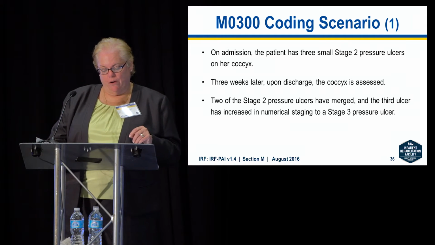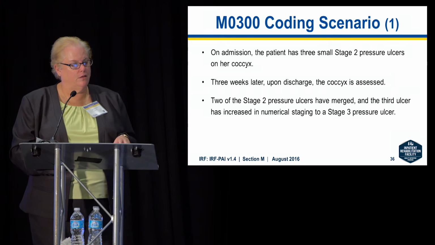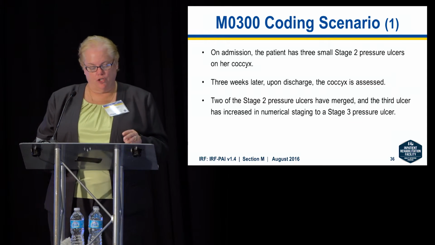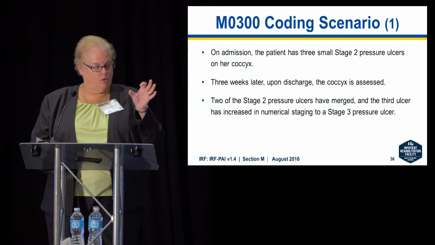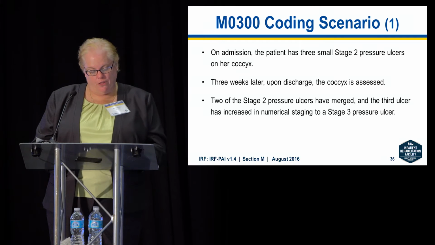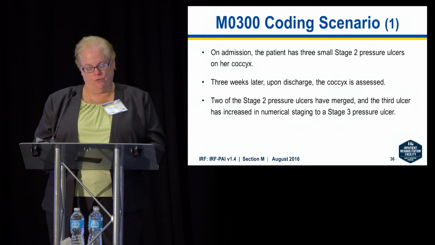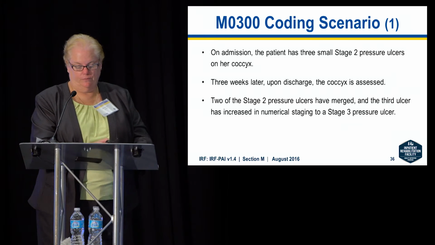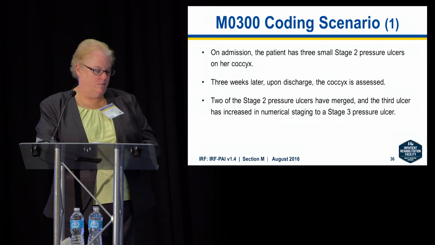3 weeks later, upon discharge, the coccyx is assessed. 2 of the stage 2 pressure ulcers have merged, so now it's 1 ulcer. And the 3rd ulcer has increased in numerical stage to a stage 3 pressure ulcer. I'm going to give you a minute. So I want you to complete that scenario.